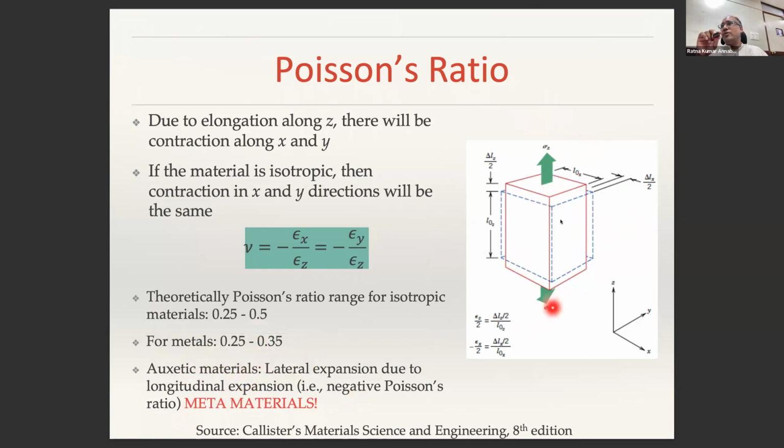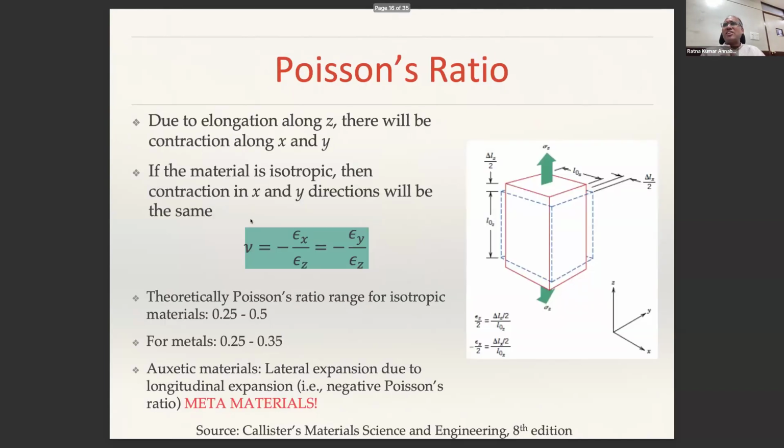If you are expanding in the longitudinal direction, in the lateral direction, instead of contracting, they also expand. That means they expand both longitudinally as well as laterally. If that is the case, both epsilon x and epsilon z are positive, and hence the Poisson's ratio will be negative. These are called metamaterials because they exhibit negative Poisson's ratio. These are a special class of materials that have several engineering applications.